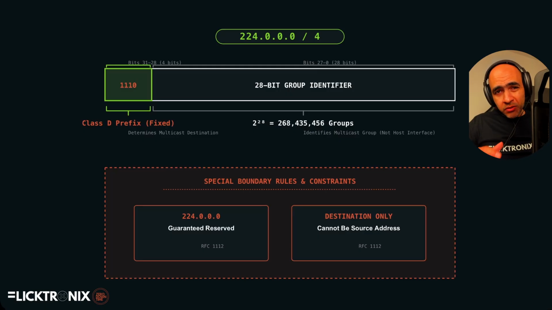There are 2 other boundaries worth remembering too. 224.0.0.0 itself is never going to be assigned to a group, and the multicast group address won't appear in the IPv4 source address field. The address represents a destination group. Do not forget that.